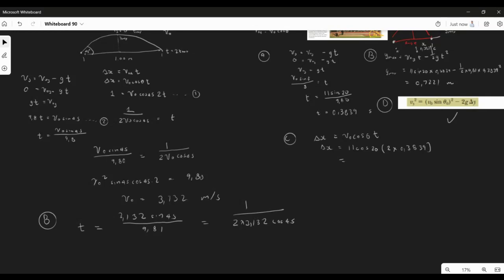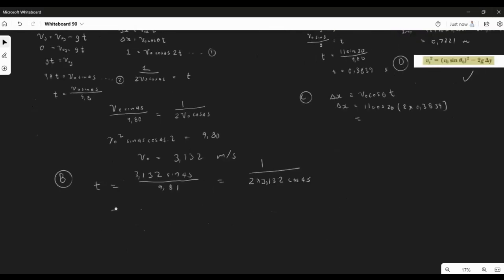Is that the correct answer? No, that's not the right answer. If you do that, I've worked it out just now. You should get a time. Where's the time I worked out? 3.132 times sine 45. The time should be 0.2258 seconds. This is T max.